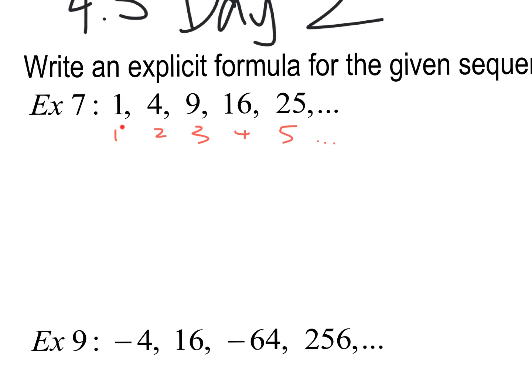Are you noticing that the term number squared is the actual term? And 2 squared is 4, and 3 squared is 9, and 4 squared is 16. So all I'm doing here is I'm taking the n and I'm squaring it. And that's the formula for this sequence. And so remember, we write formulas as a sub n equals. You just take the n and you square it. So I could easily figure out what the 17th term was. I don't have to write all these out. I just take 17 and square it.